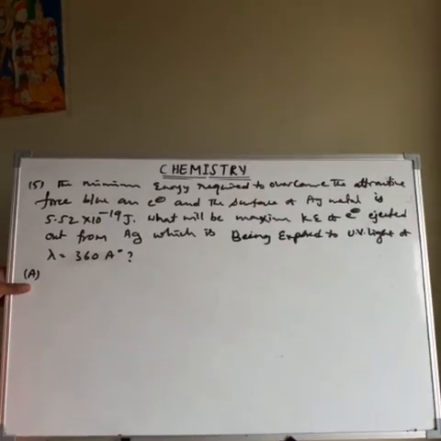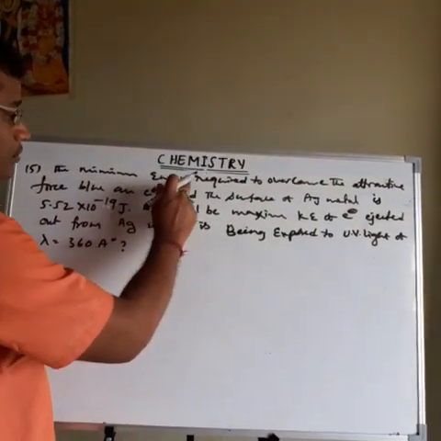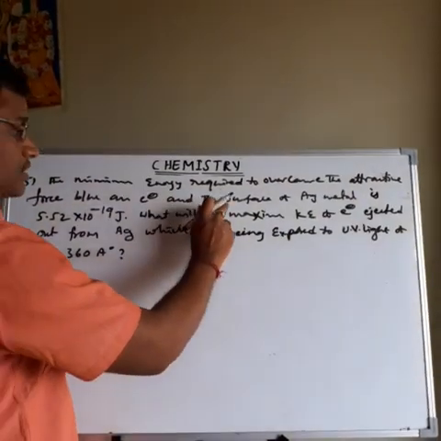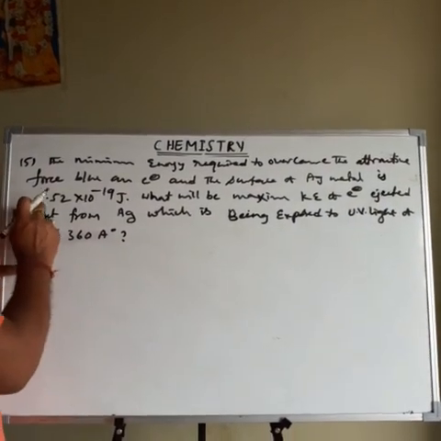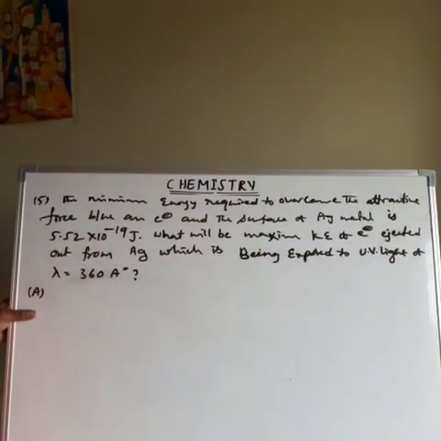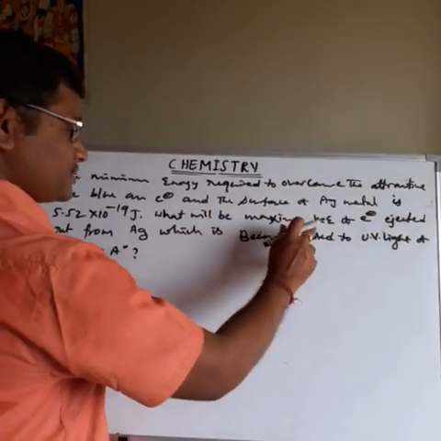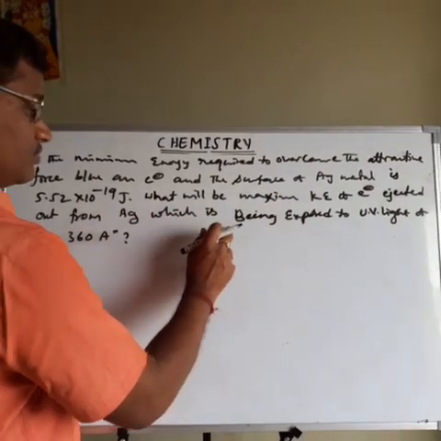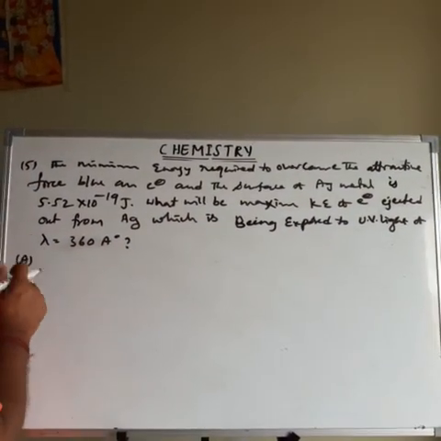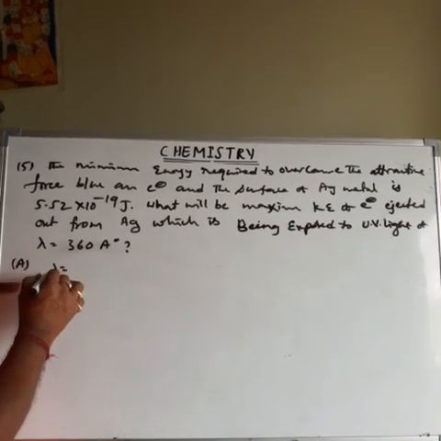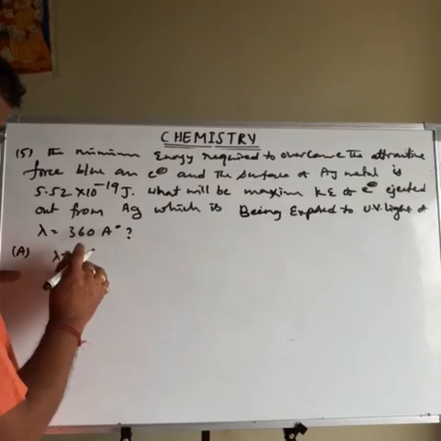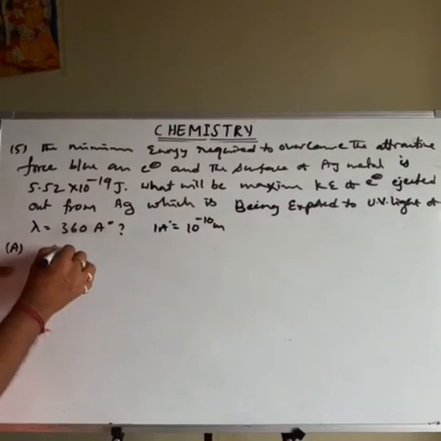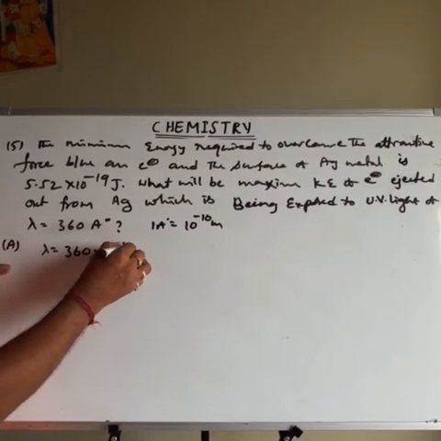Then see this one question. The minimum energy required to overcome the attraction force between an electron and the surface of the metal is 5.52 into 10 power 19 joule. What will be the maximum kinetic energy of the electron ejected out from the Ag which is being exposed to the UV light of wavelength 360 angstrom? First, wavelength convert into meters. 1 angstrom is equal to 10 power minus 10 meter, so 360 into 10 power minus 10 meter.